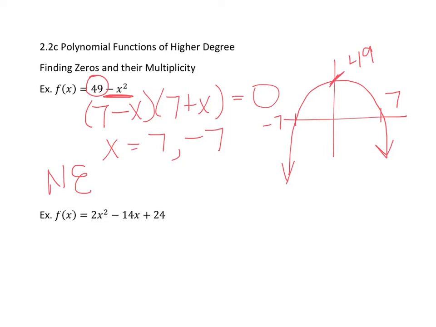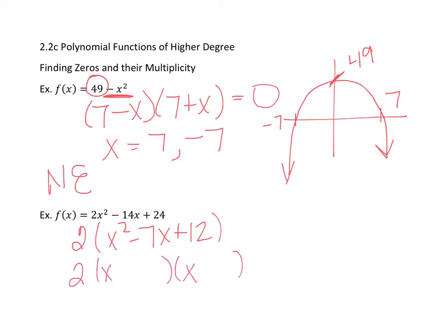Now let's look at this next one. Factoring, I've got a 2 in common. X squared minus 7x plus 12. And factor that once more. X and x multiplies to 12, adds to negative 7, negative 3, negative 4. Set them equal to 0. So x equals 3 and 4.